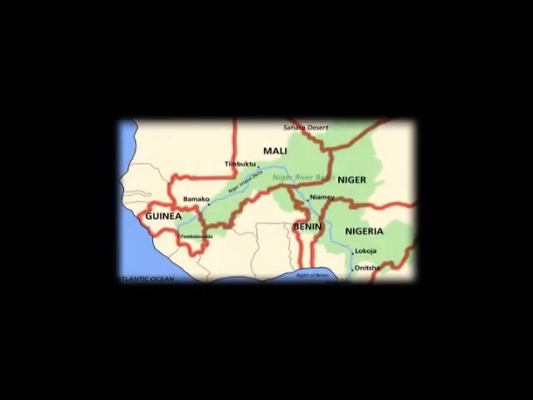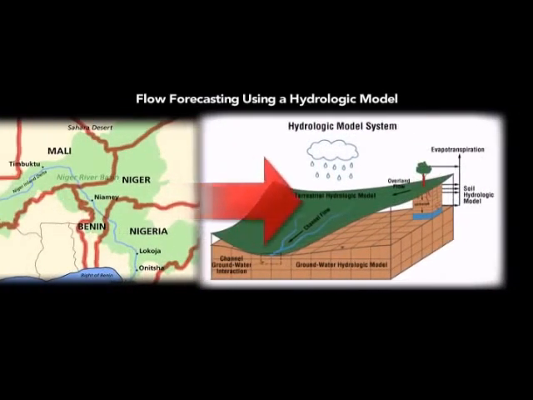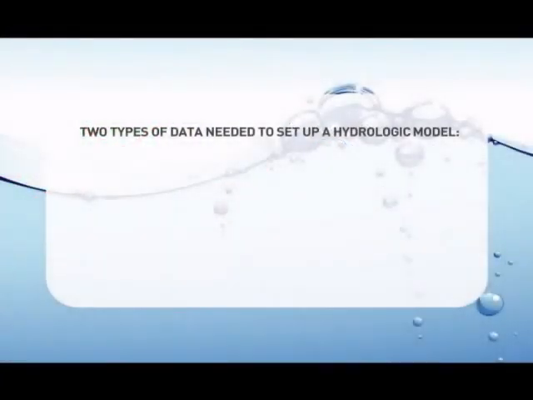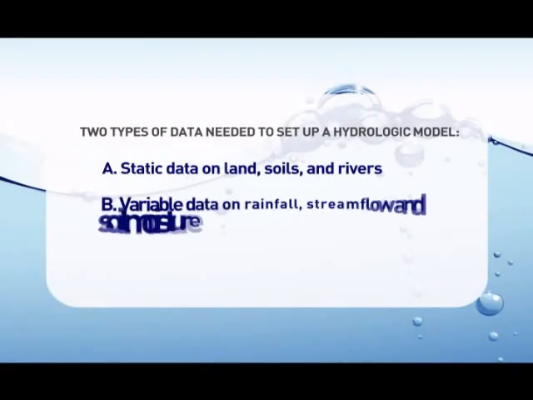Normally, the answer would be to get two types of data to set up a hydrologic model. A hydrologic model is a computer system that can forecast flow. These two types of data are relatively unchanging data on land, soils, and rivers, and variable data on rainfall, stream flow, and soil moisture.